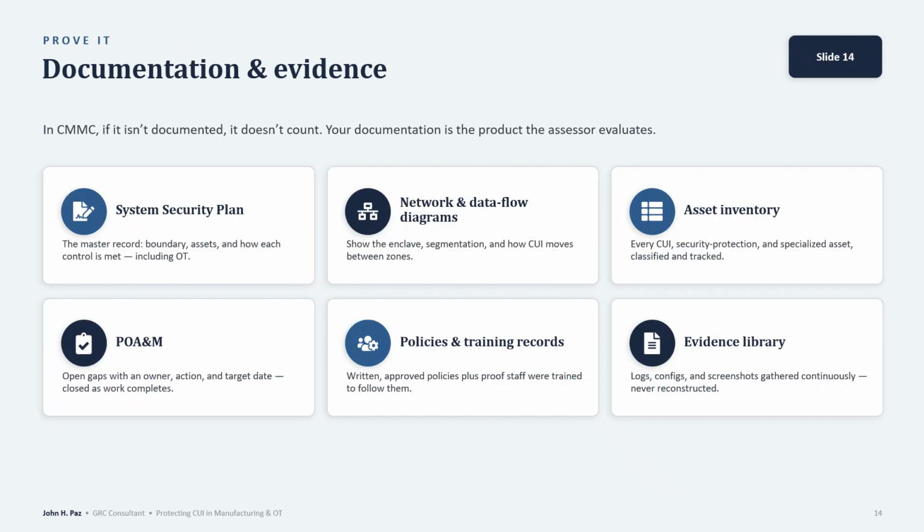CMMC runs on evidence. The system security plan is the master document. Boundary, assets, and how every control is met, including the OT you can't patch. Network and data flow diagrams show the enclave and segmentation. The asset inventory tracks every classified asset. The POA&M holds open gaps with owners and dates. Policies and training records prove people know the rules, and the evidence library should be gathered continuously, not reconstructed the week before the assessment.